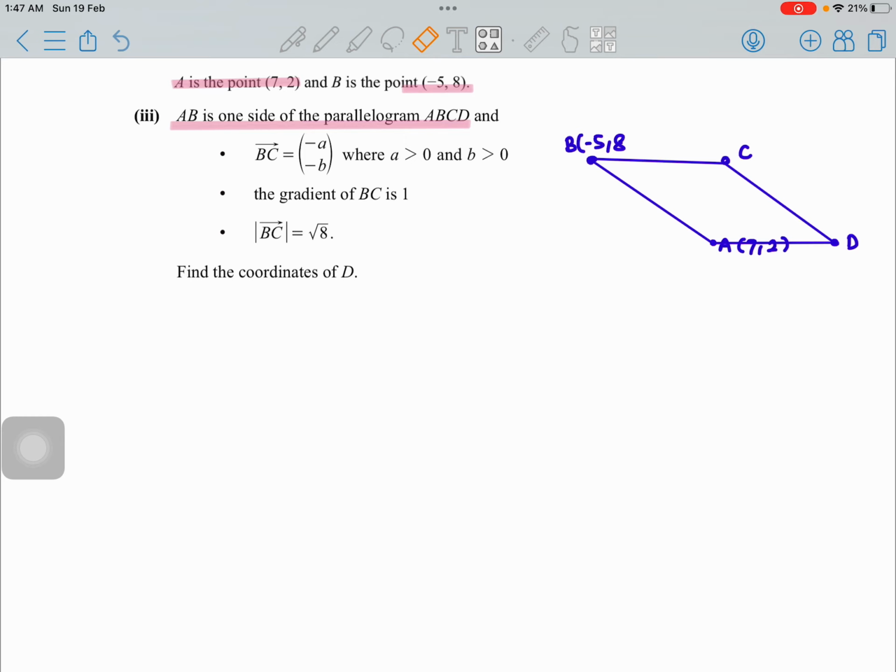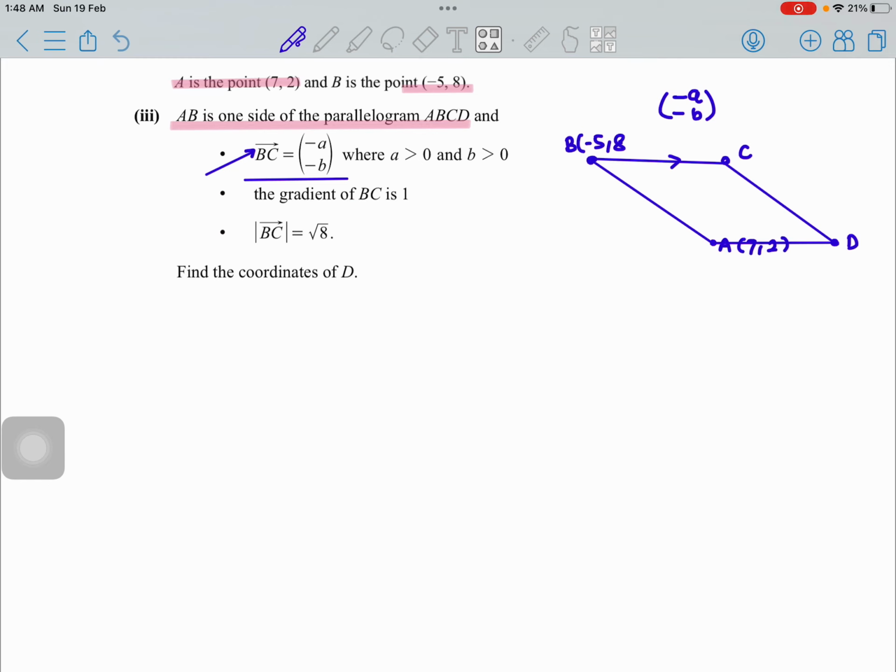Okay, now let's look at the question. They are saying that the vector BC is given as (-a, -b). What is the meaning of this? You are starting at B and ending at C. So B to C is (-a, -b), or you can even say this is a translation, where both a and b are greater than 0.